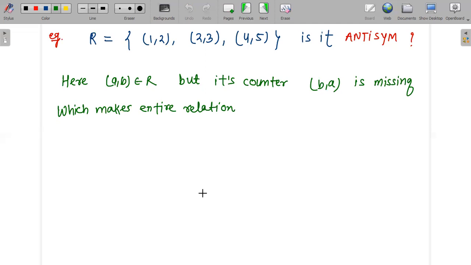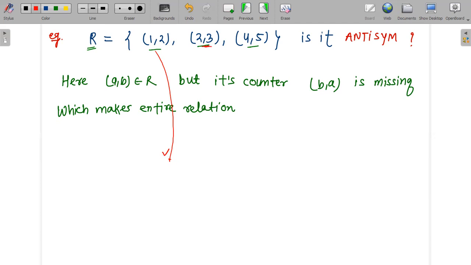So let's get started. In the first one, our relation is given to us and its ordered pairs are (1, 2), (2, 3) and (4, 5). The moment I see (1, 2) there, I will look for whether there is a (2, 1) or not. But unfortunately there isn't any (2, 1), no counter element corresponding to (1, 2). So your relation is anti-symmetric corresponding to element (1, 2).